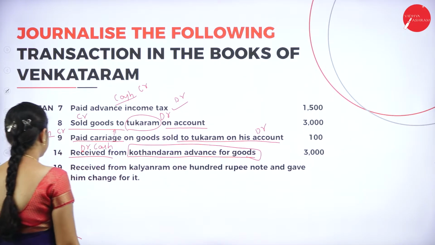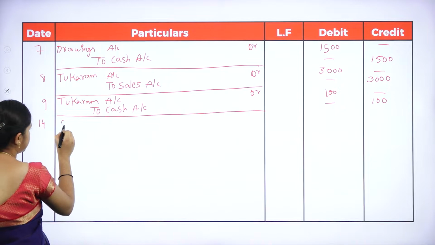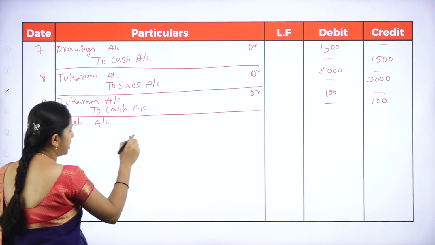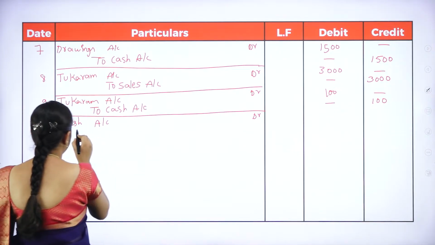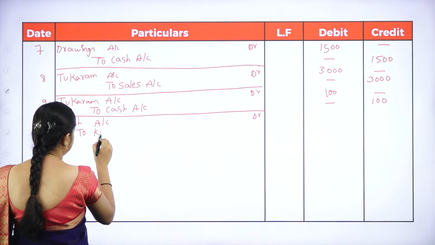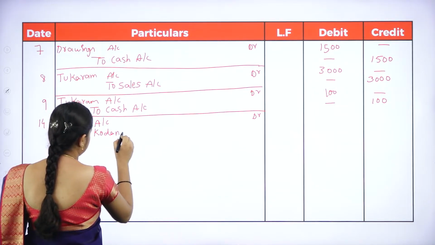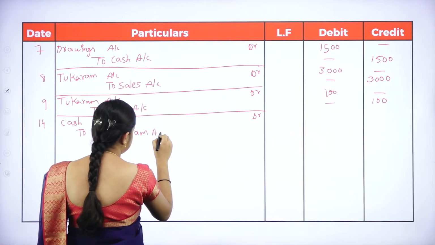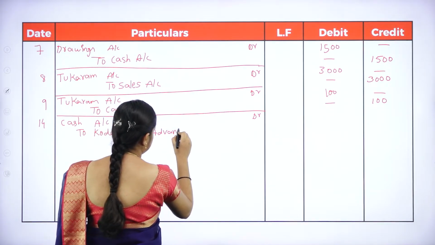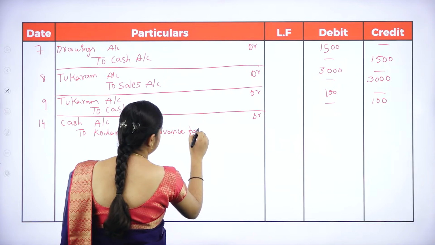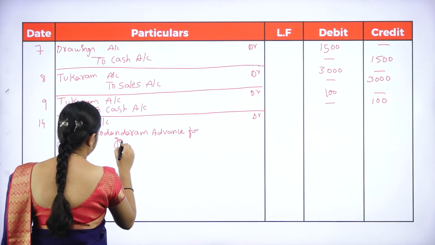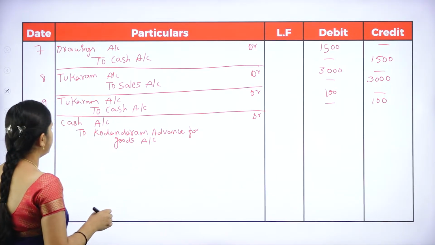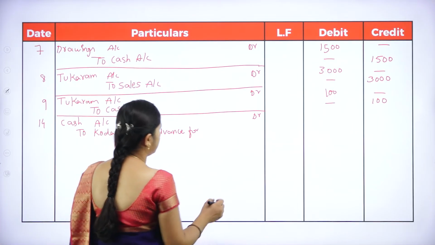That is rupees 3000. On 14th, you will receive cash account debtor to Kodandaram advance for goods account. How much? Of rupees 3,000.